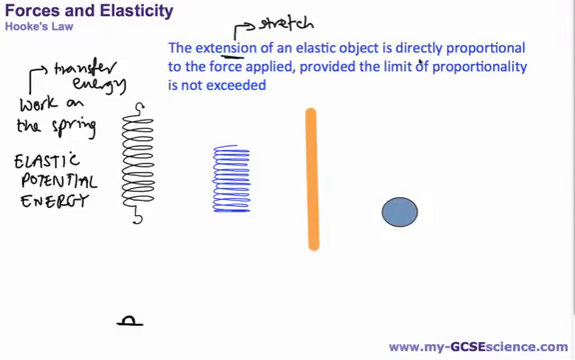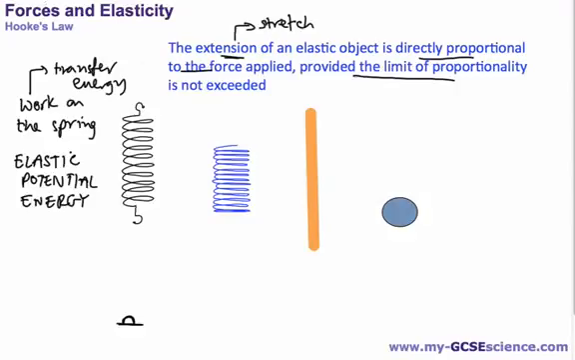Directly proportional just means if you double the force, you double the amount of stretch, you double the extension. If you multiply the force by 4, you will have a 4 times extension on your spring. The last little bit says provided the limit of proportionality is not exceeded, and this is talking about when a spring is overstretched. When you overstretch this spring, it permanently stays overstretched, and it doesn't then follow this rule that the bigger the force, the bigger the stretch. Once we've overstretched it, it won't work anymore.